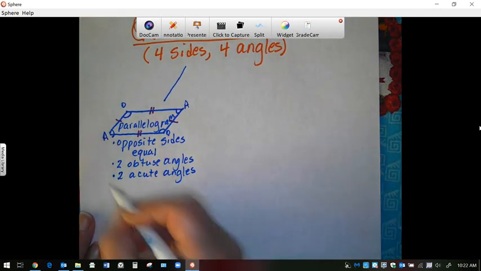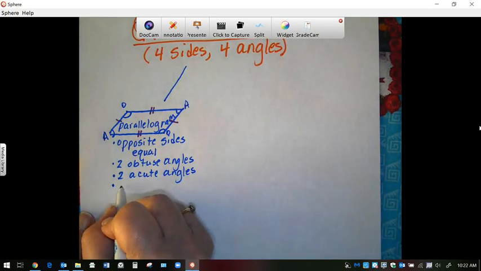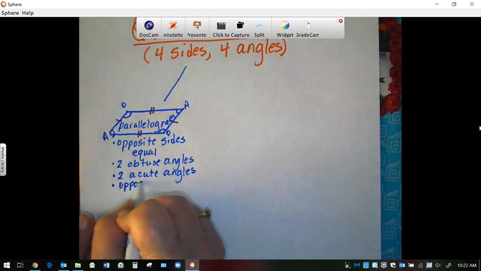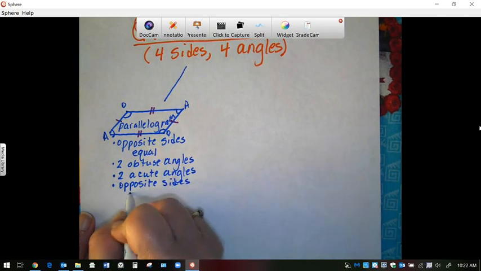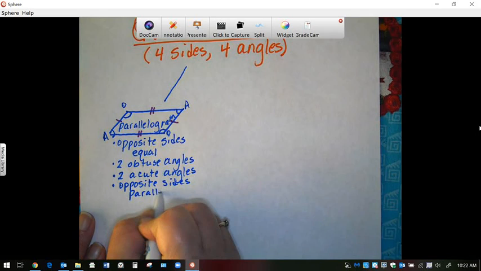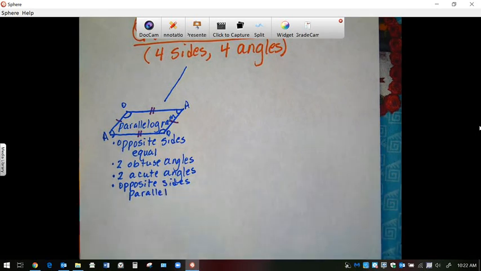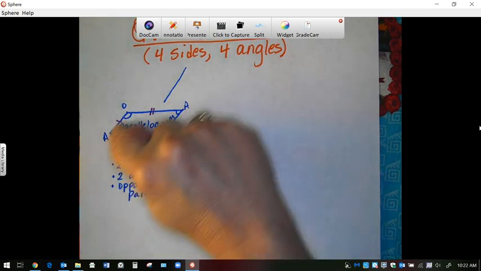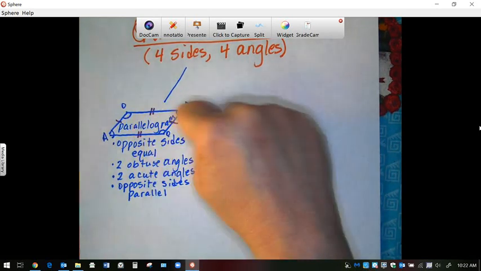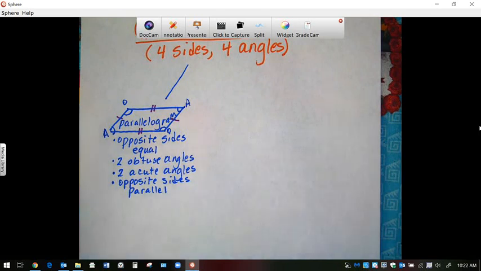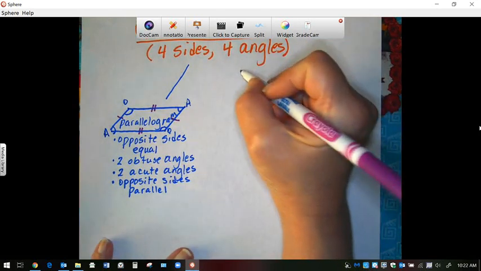The last feature is that opposite sides are parallel. And we just learned what parallel was. So opposite sides are parallel. That means that this side is parallel to this side, and the top is parallel to the bottom. Alright, so that is a parallelogram.